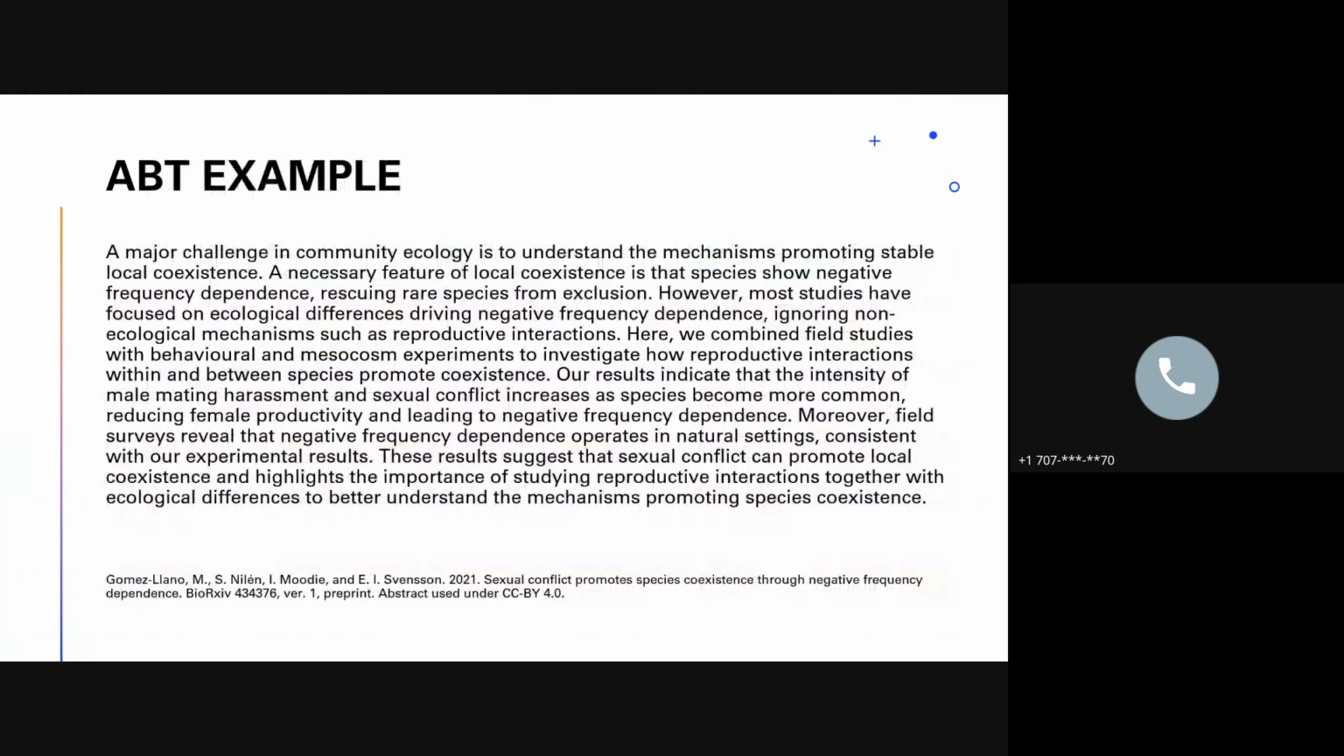Let's look at this in the scope of an abstract. So here's an abstract. I'm not going to read the whole thing out loud, but here's how you can see it broken down. The first 2 sentences are the and. We're establishing that there's a major challenge. Here's a necessary feature, so we're talking about a little bit of background. Then we move into however. That's the start of our but section.